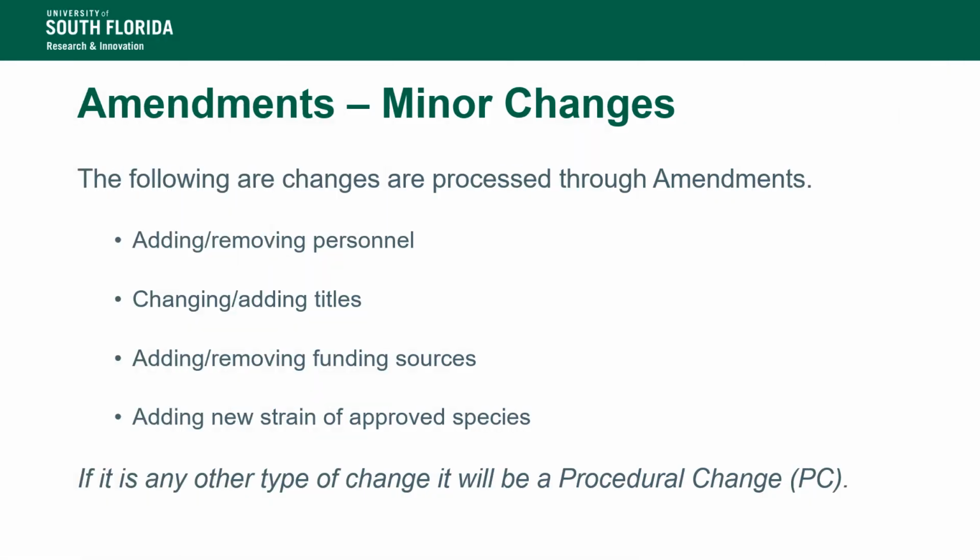Amendments are for minor changes only. They are for adding and removing personnel, changing and adding titles, adding and removing funding sources, and adding new strains of approved species, as long as it doesn't change the number of the animal count for the study. If it will change the number of the animal count, a procedural change is required.